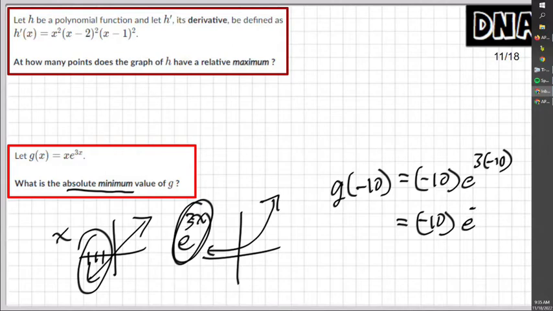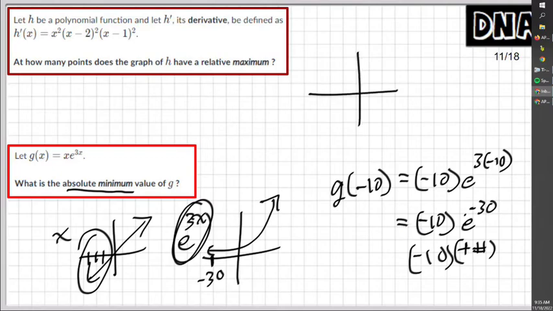So we have e to the negative 30. Let's pretend this is e to the negative 30. That's a positive number, right? So it's a positive number times a negative 10. That would be a negative number. And I think what that helps me see is that the farther negative I get, the bigger the negative number will be. And so if I'm going to the left side of my graph towards negative infinity, the graph looks like it's going down.